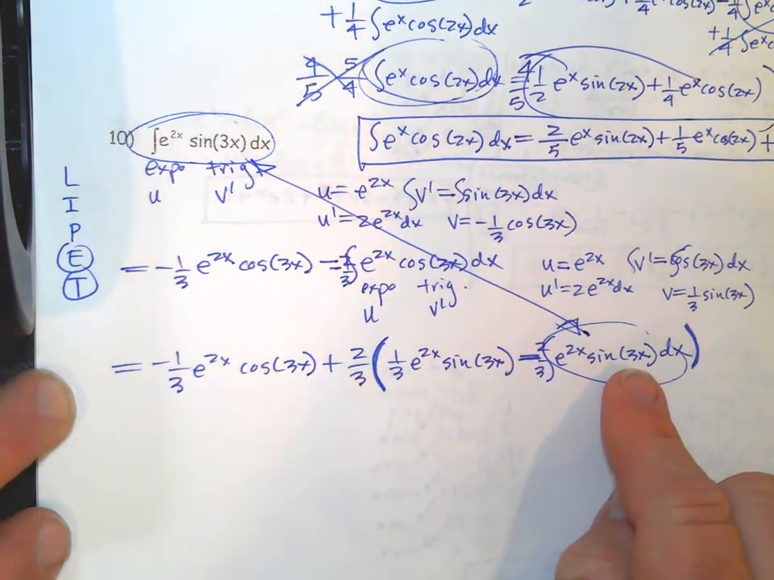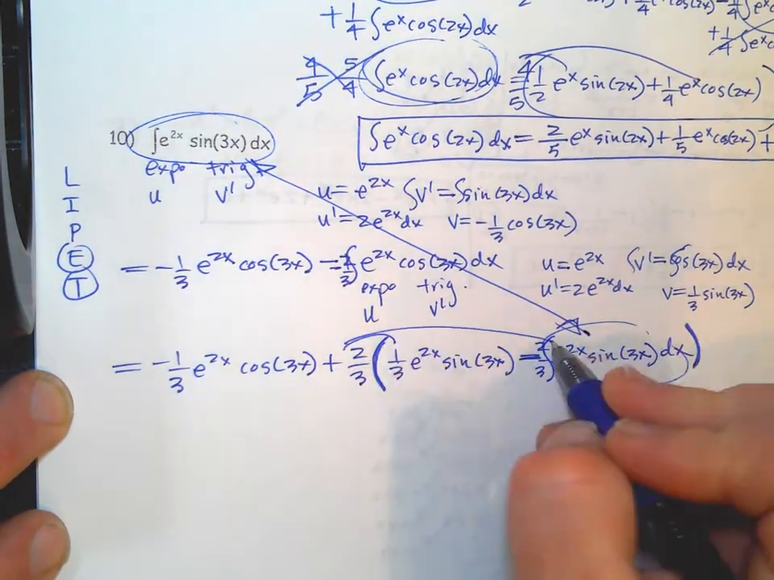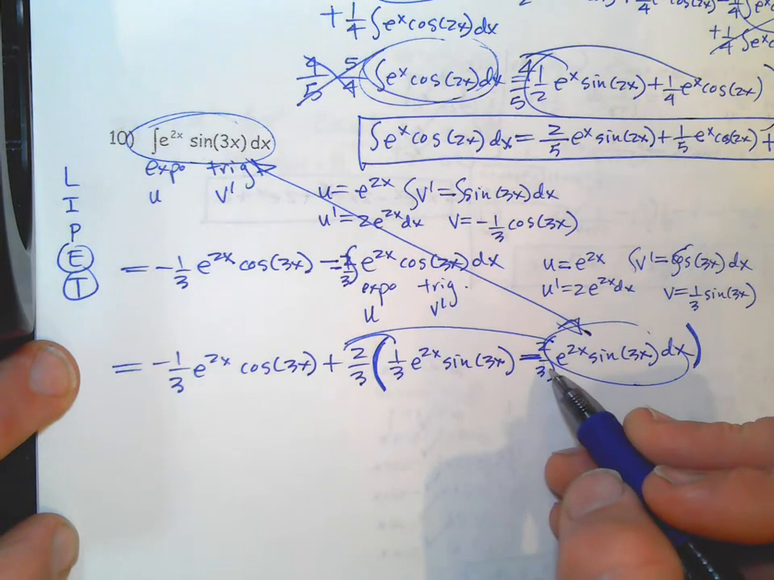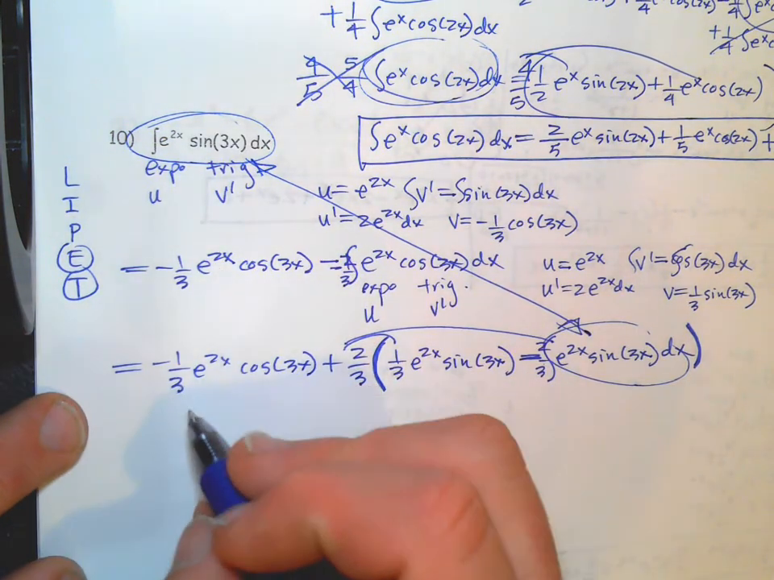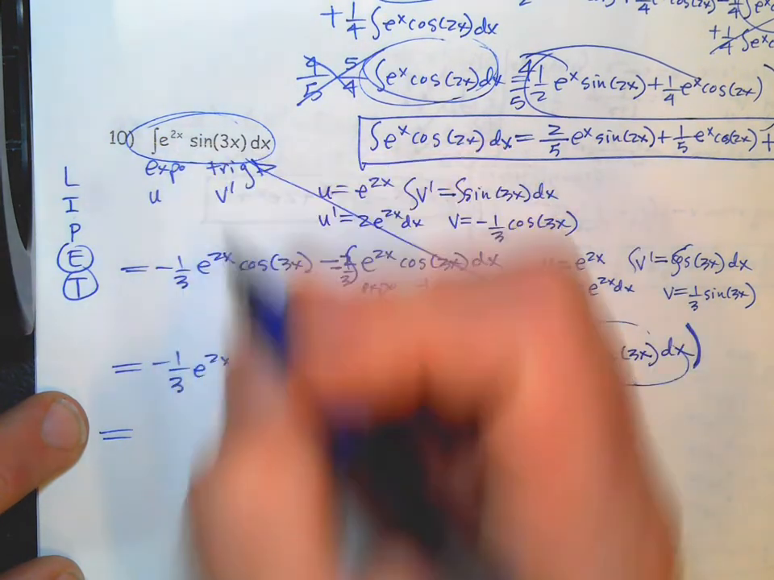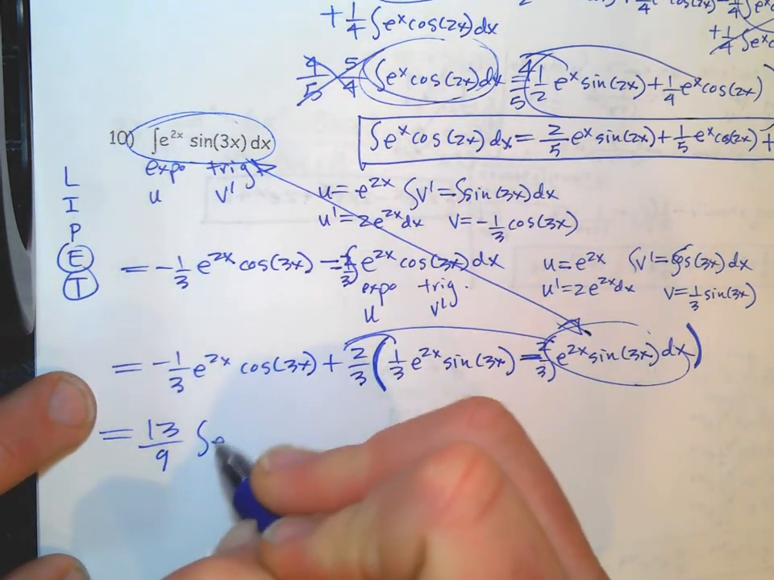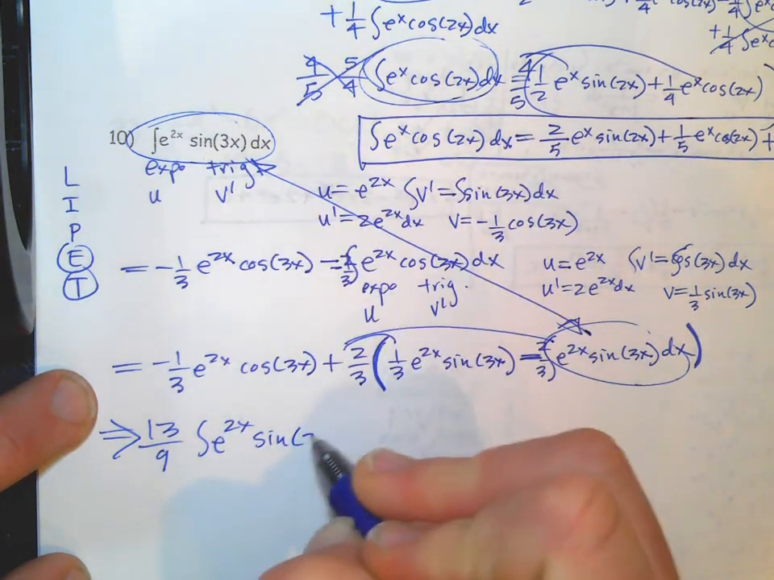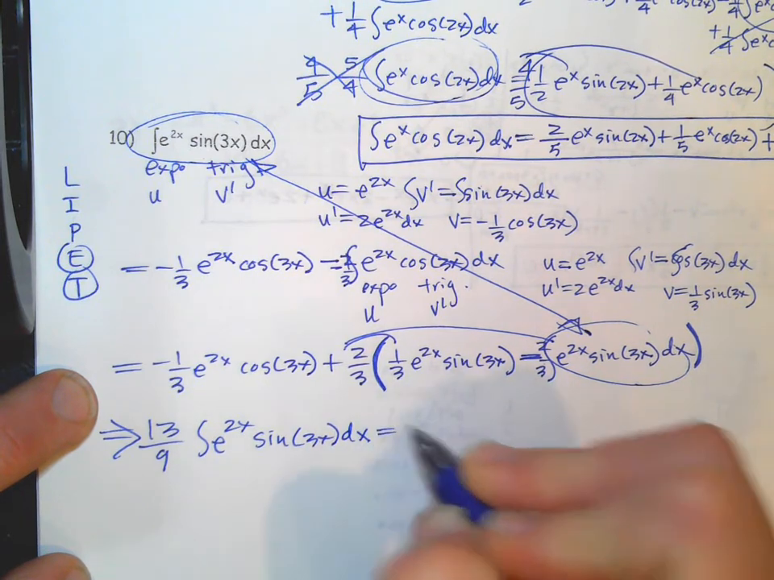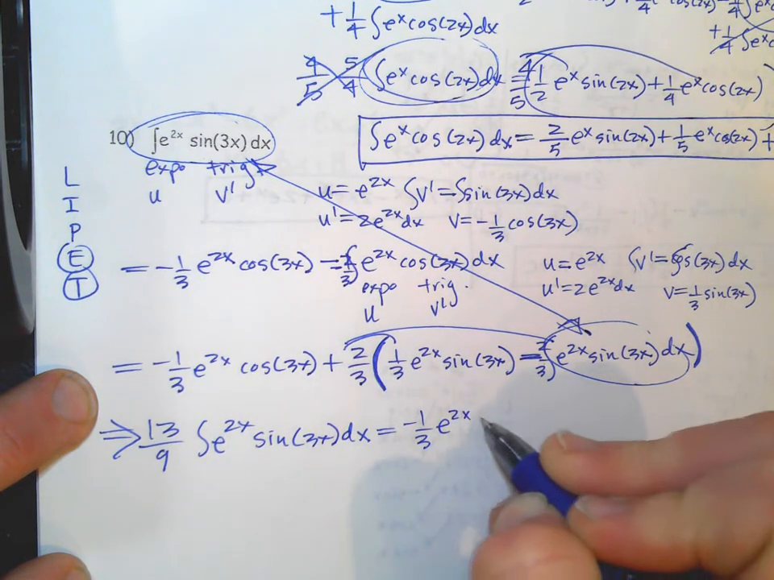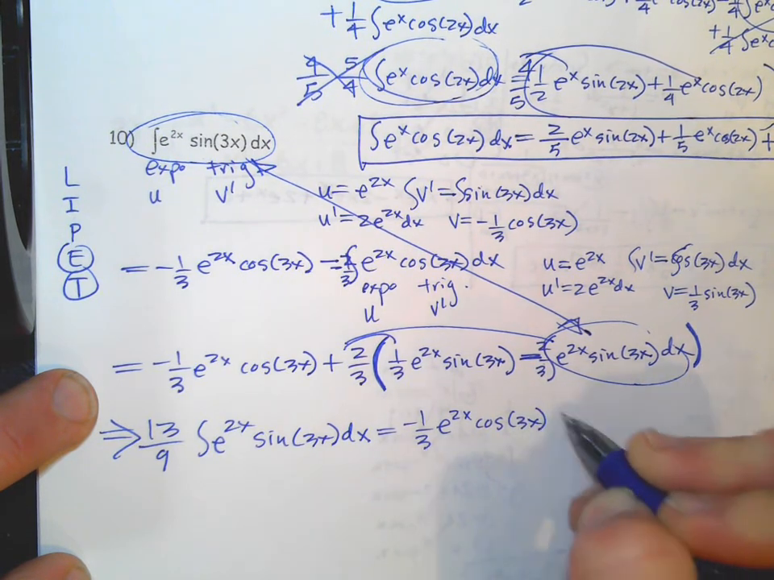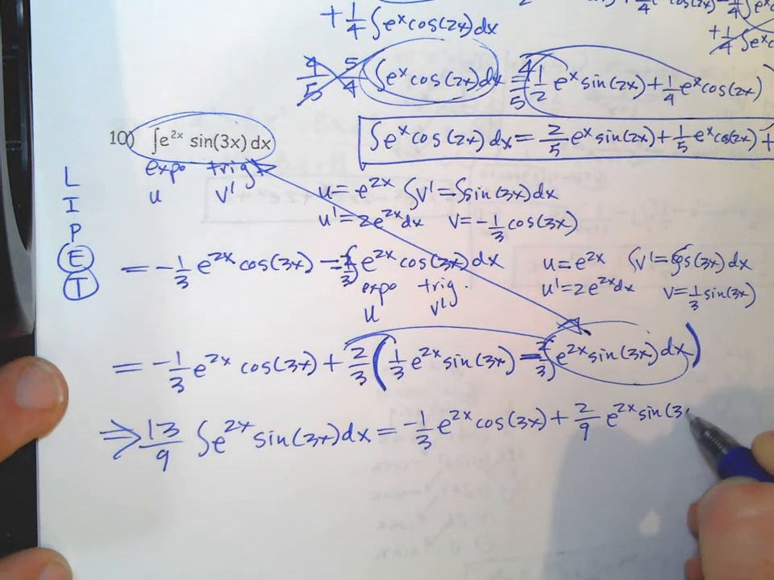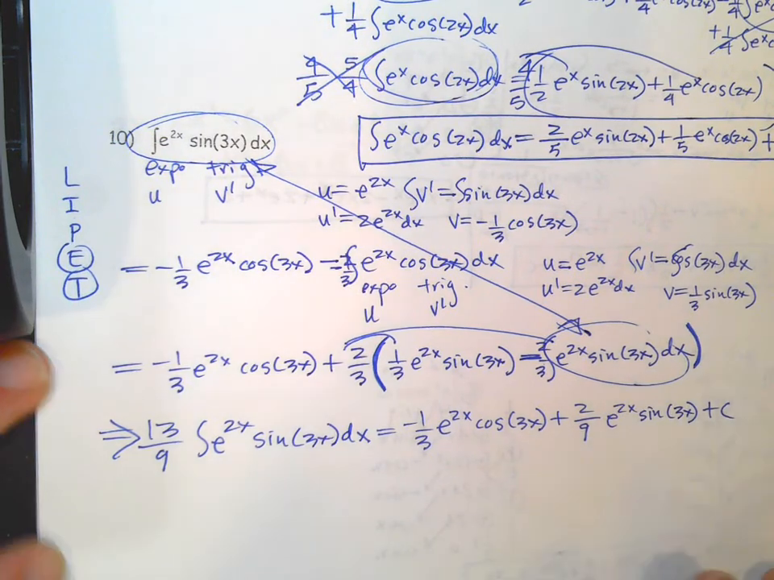So I'm going to move this over to the other side. Now we got to distribute this too. I'm going to go ahead and kind of try and do that at the same time if you guys feel comfortable with it. That's a negative 4/9. So I'm going to add the 4/9 to the other side. And 4/9 to 9/9 is 13/9. So I'm rewriting it. I'm moving this to the left side. Okay, and then it equals negative 1/3 e to the 2x cosine 3x plus 2/9 e to the 2x sine 3x. You could write the plus c right now, but don't leave the c with that multiplied in front.